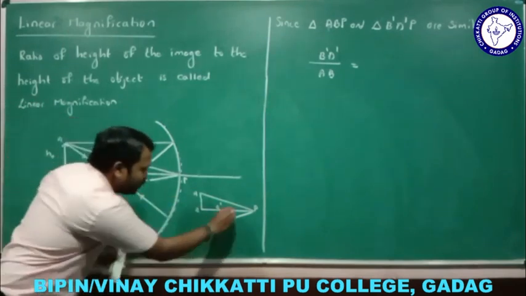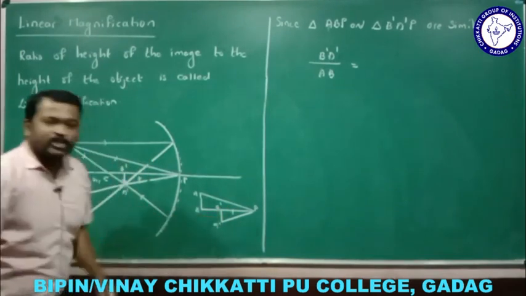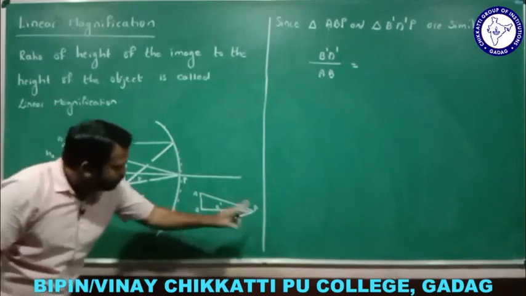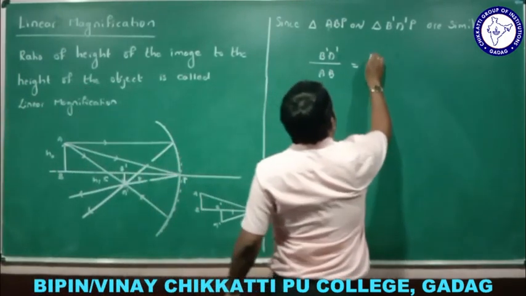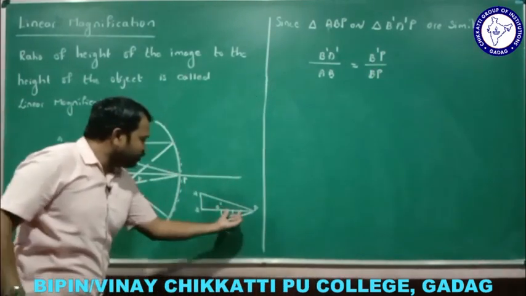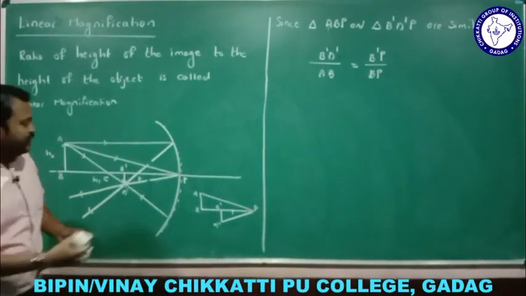Now, shall I take this side? BP. What is the corresponding side of BP? B dash P. What is the corresponding side of B dash P? BP. Shall I take it like this? B dash P divided by BP. The corresponding side of B dash P is BP, right? Okay. These two are equal.